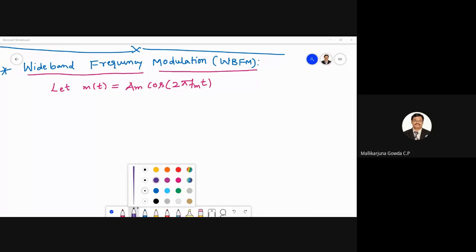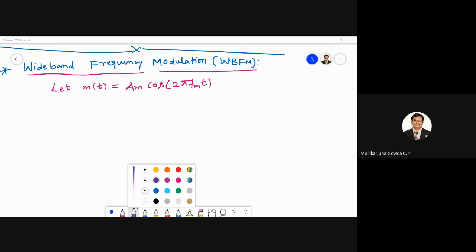Yes, Abhishek Reddy. Are you aware or not? No, sir, I don't. So when m of t is Am cos of 2 pi fm t, you are not aware what is the expression we can write for FM signal? Not confident? No, sir. Just say yes or no. No, sir. You don't know how to express FM signal, right? Okay.